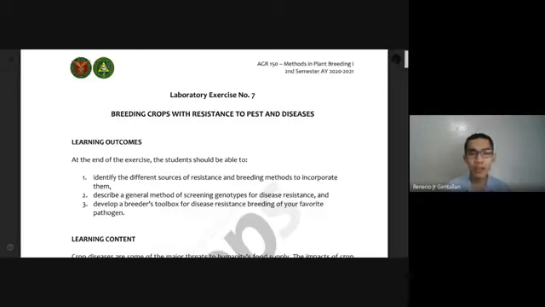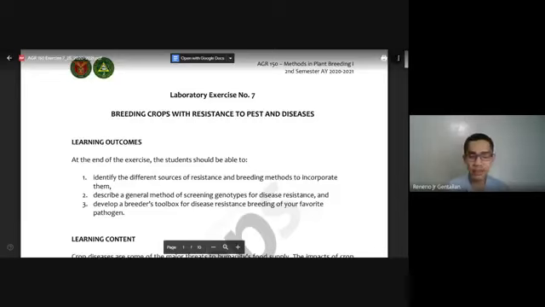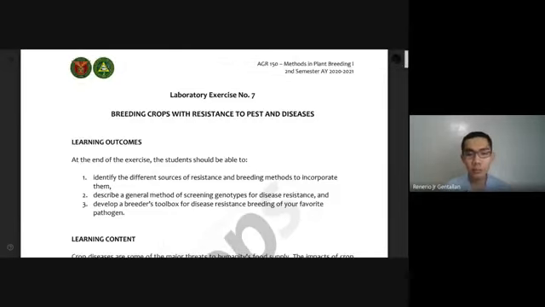The title of the exercise is breeding crops with resistance to pests and diseases. So it's breeding for biotic stresses, particularly for pests and diseases. And not just any disease, but disease caused by pathogens and, of course, living organisms in general.